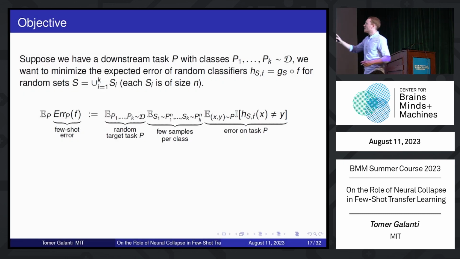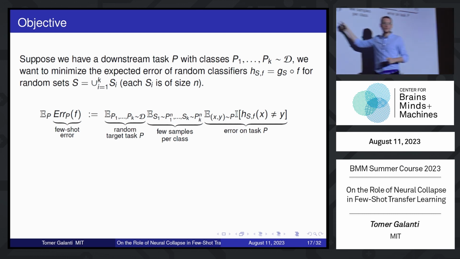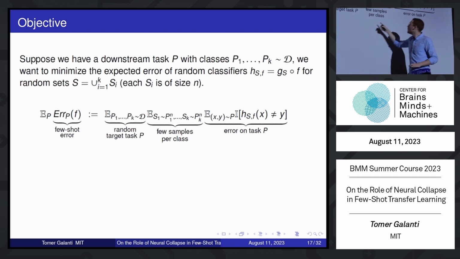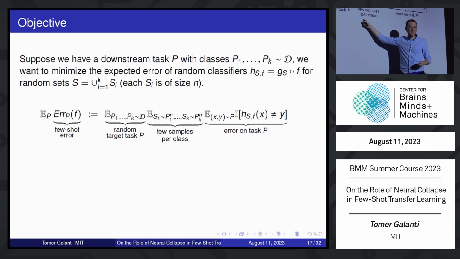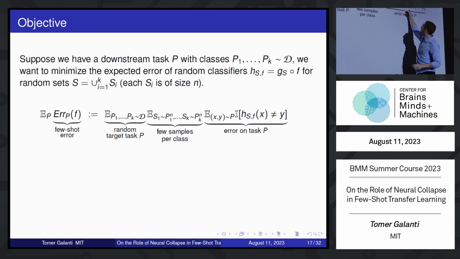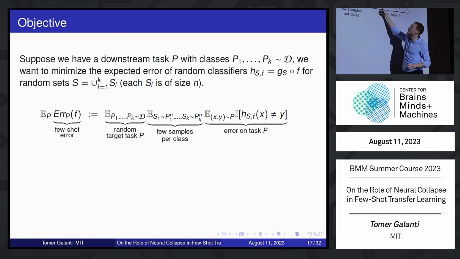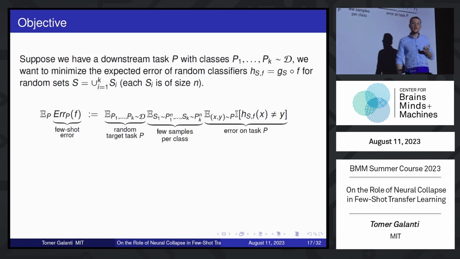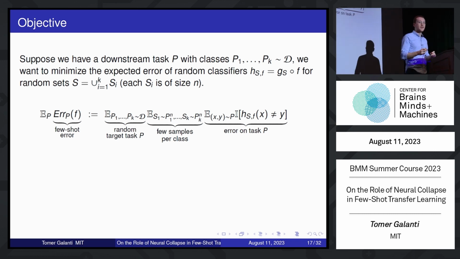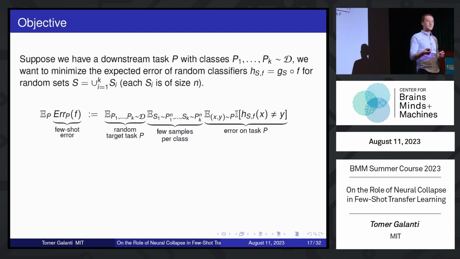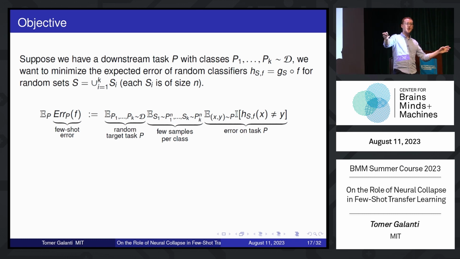Yeah. So basically, we have a random task, a new downstream task. We see few samples from each one of the classes. We get some model based on these samples, and we measure its performance in expectation on new unseen samples from P, from the target task, the downstream task. Yeah, that's a good point. So let's think of learning, right? Like in standard machine learning, we have some training data, right? And we have test data.